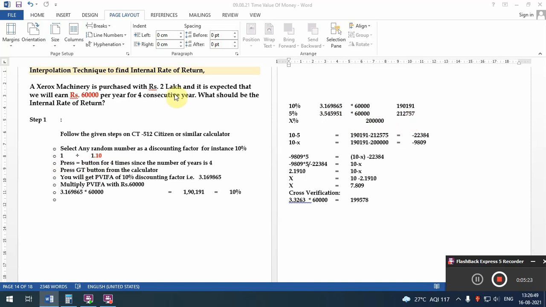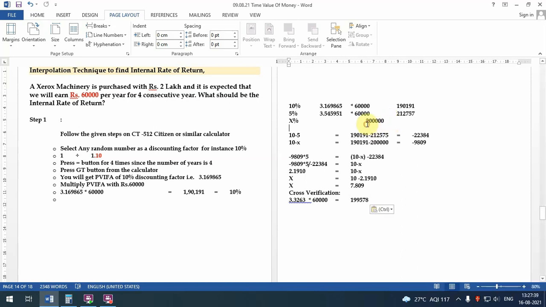But if you observe these two figures, you will come to know that one figure, 1,90,191, is lower than 2 lakh, and another one is more than 2 lakh. Our target is to reach 2 lakh. So what I can do is apply the logic of interpolation. To apply the logic of interpolation, please observe these two figures very carefully.